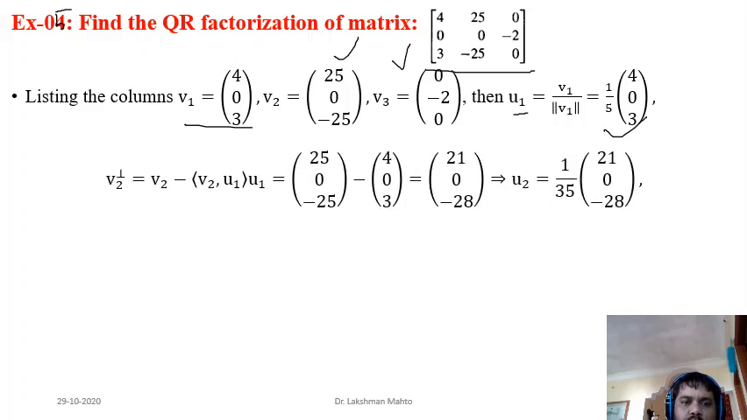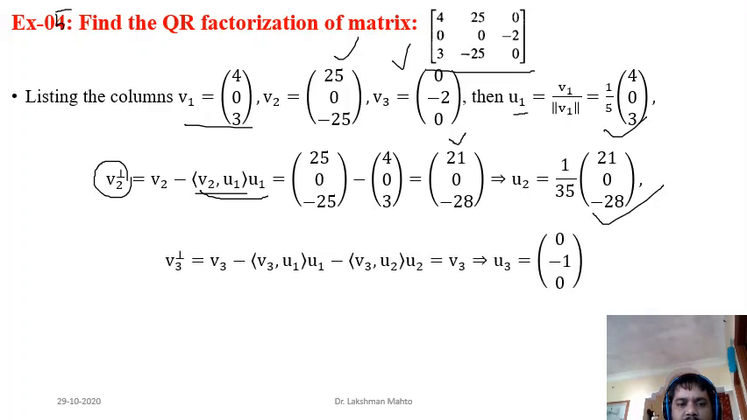Next, you have to get U2. In order to get U2, first define V2 perp. V2 perp is V2 minus V2 parallel. V2 parallel is in the direction of U1, so you can easily express it as a scalar times U1. After simplification, you come to know that V2 perp is this vector having entries 21, 0, minus 28, and just normalize V2 perp. After normalization, what you get is U2.